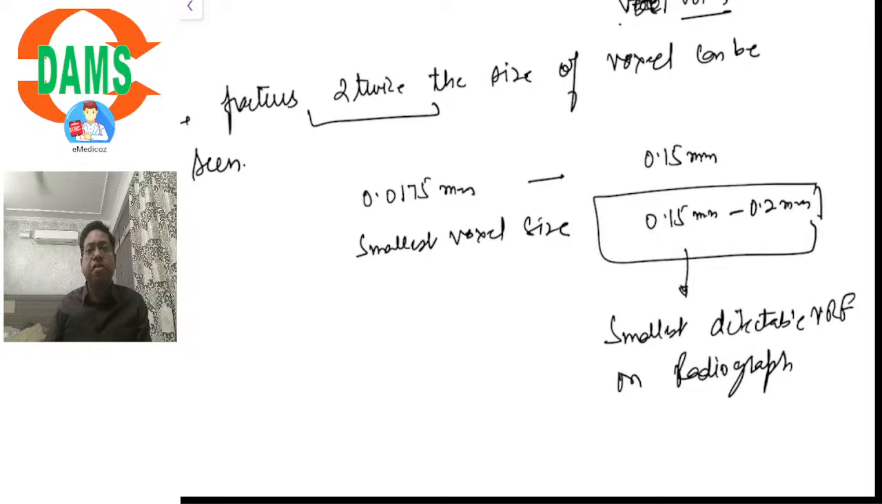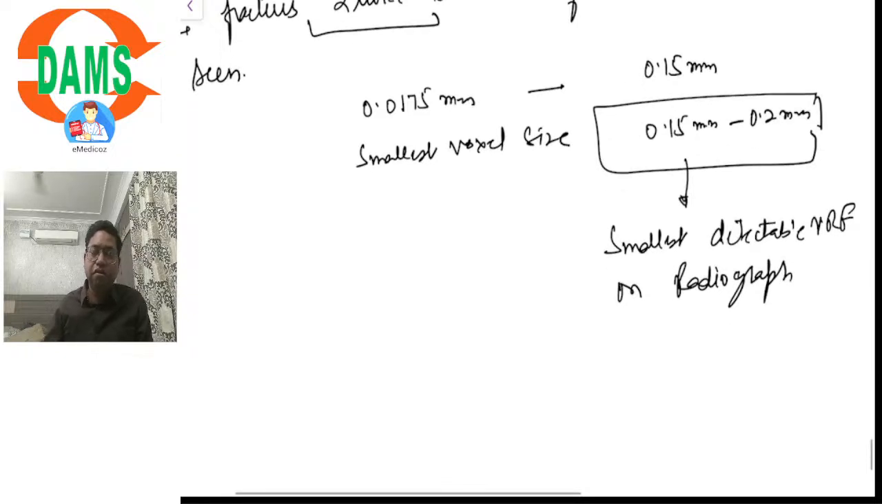So what is the principle? We have to choose a CBCT machine which has a very low voxel size to be able to diagnose even the thinnest of the vertical root fractures.